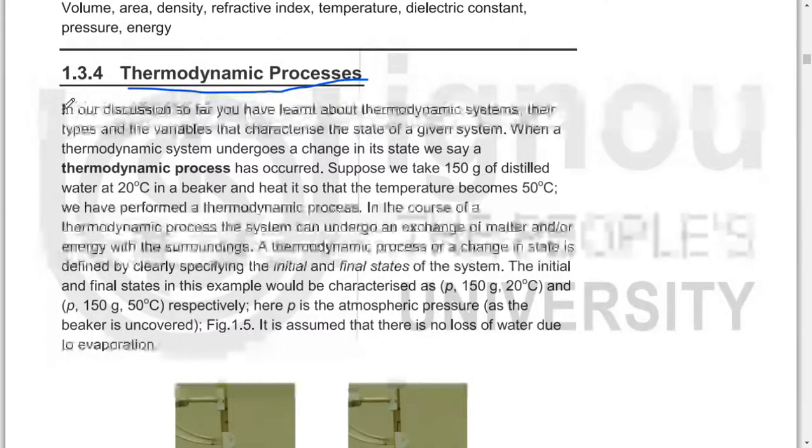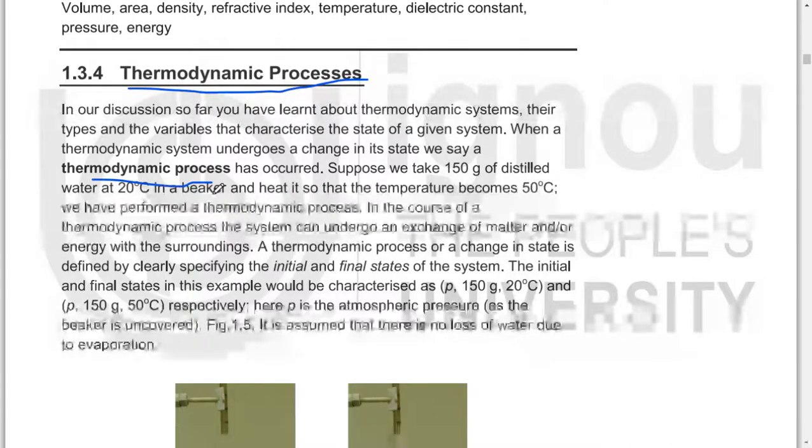Thermodynamic processes. In our discussion so far, you have learned about thermodynamic systems, their types and the variables that characterize the state of a given system. When a thermodynamic system undergoes a change in its state, we say a thermodynamic process has occurred. Suppose we take 150 gram of distilled water at 20 degrees Celsius in a beaker and heat it so that the temperature becomes 50 degrees Celsius. We have performed a thermodynamic process.